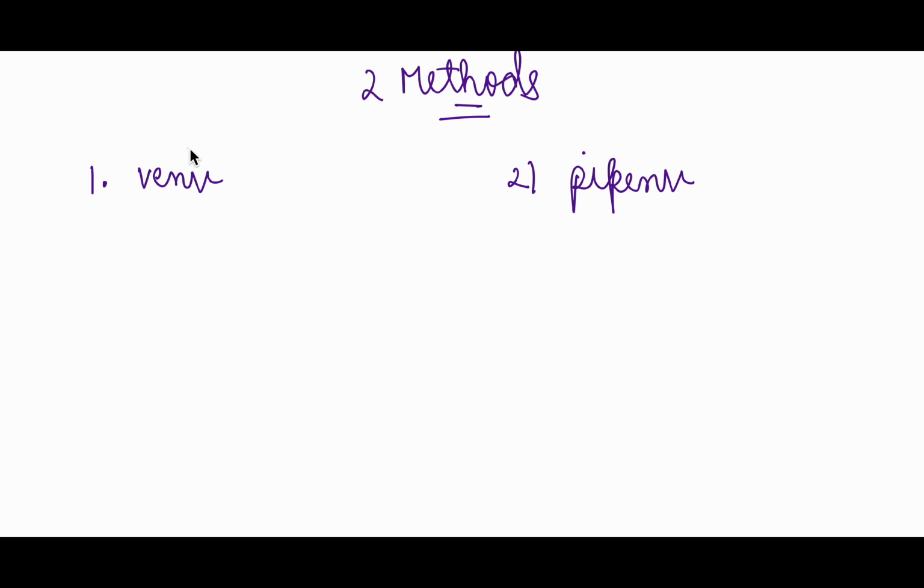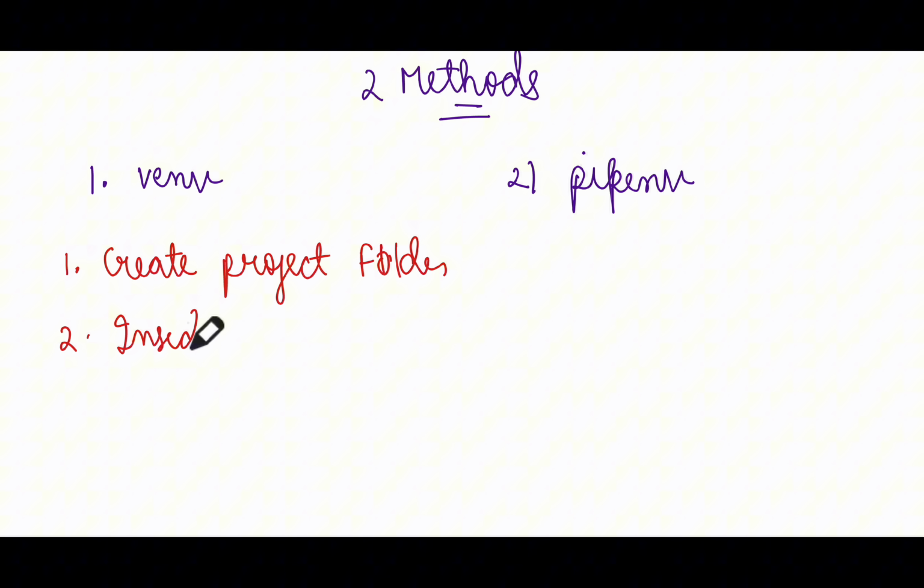First of all, let's create through the Venv method. Let's discuss the steps. The steps are, first of all, we need to create a project folder, correct? We'll create a project folder wherever we are going to write our code. Then inside that we will create this virtual environment, and then we will install some library. So we'll be doing these three things.